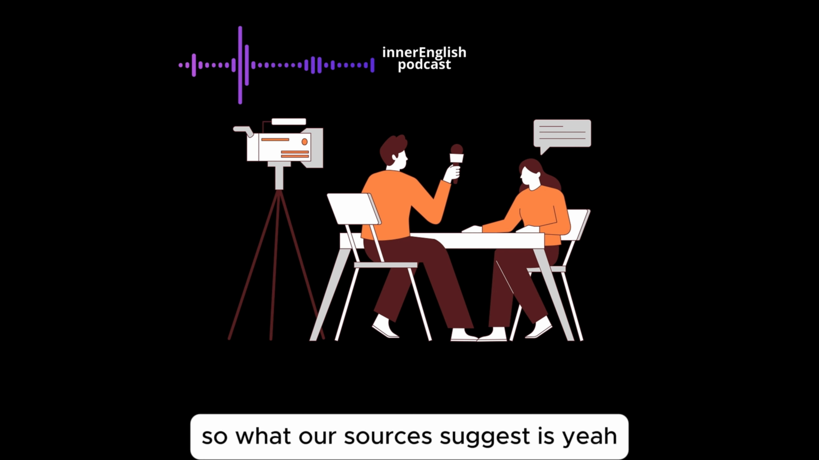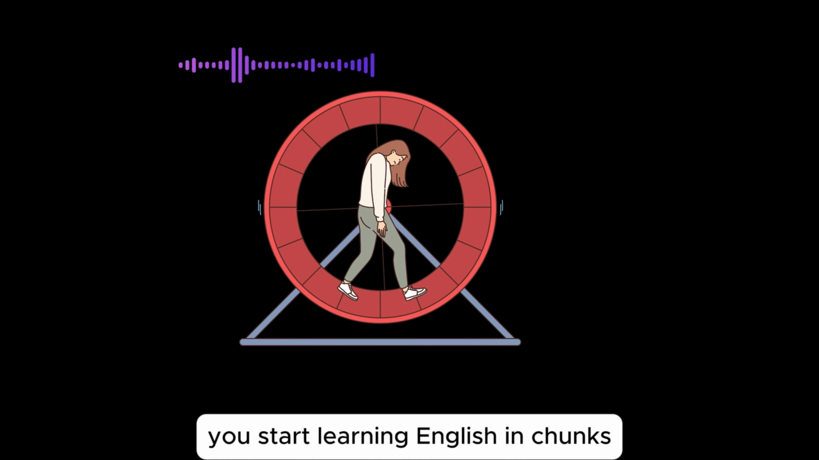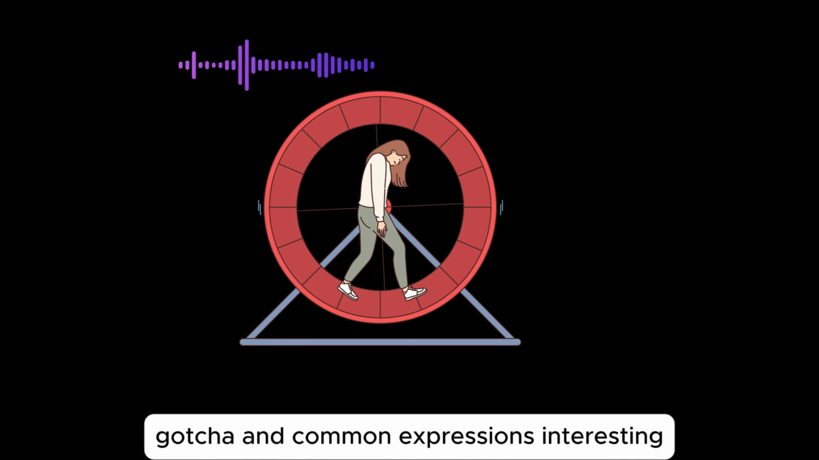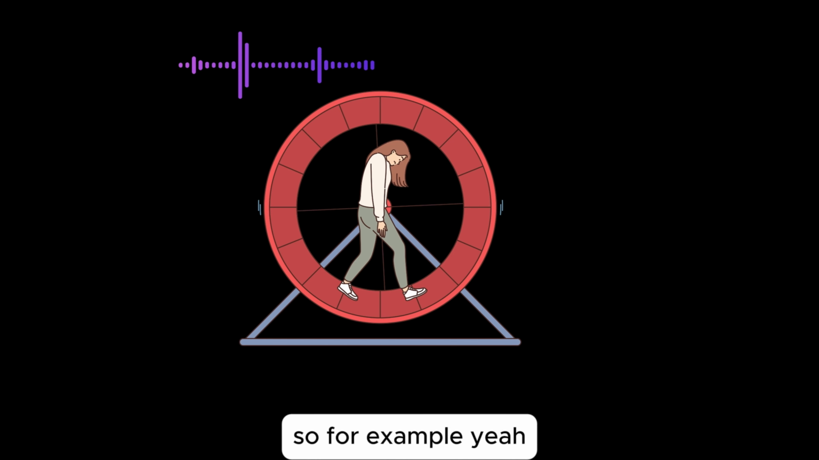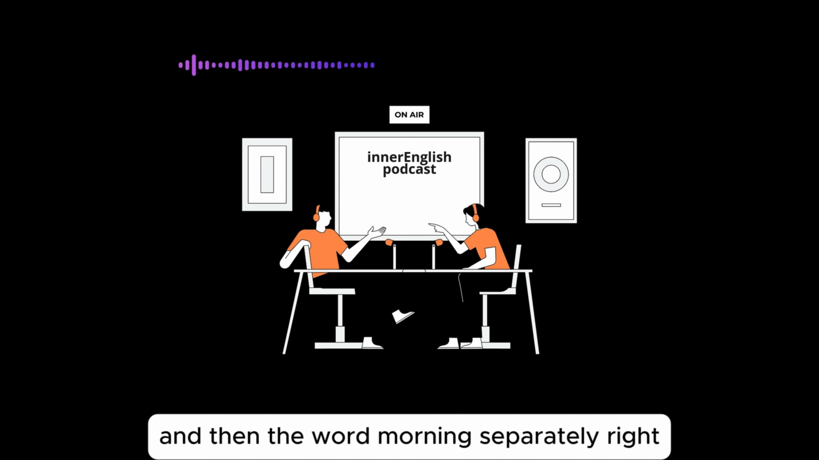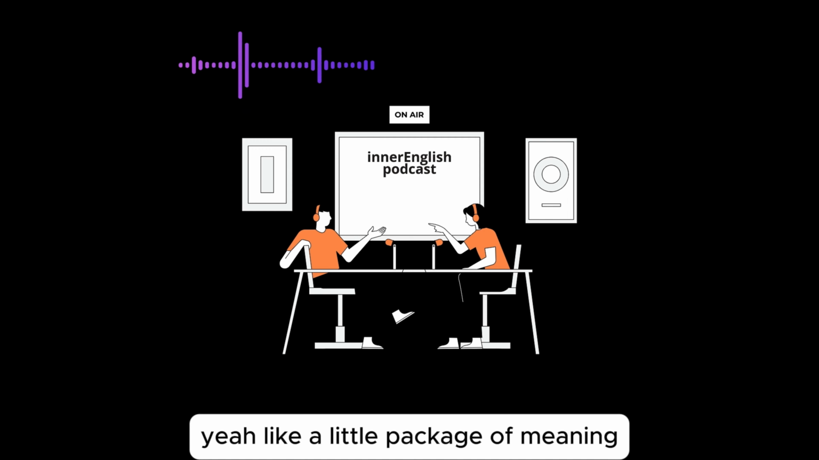So what our sources suggest is that instead of translating every single word, you start learning English in chunks. It's like full phrases and common expressions. So for example, instead of learning the word good and then the word morning separately, you learn good morning as one whole unit, like a little package of meaning.